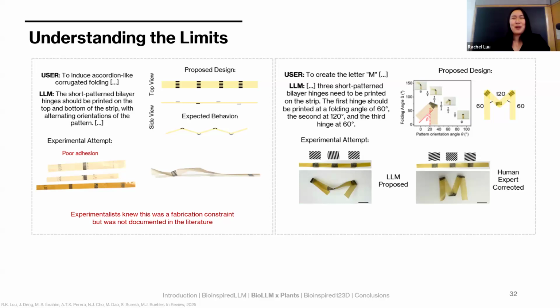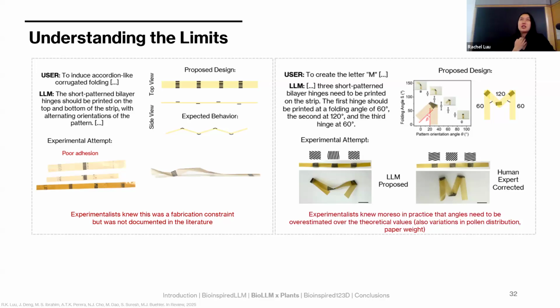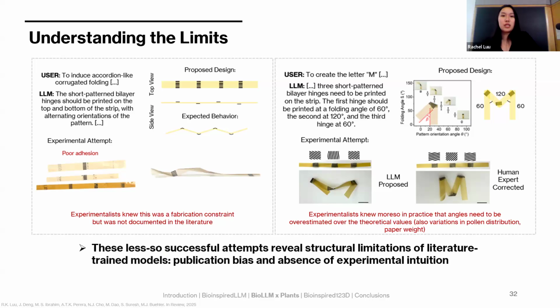I was pretty bummed about this result at first, but we talked about it a bit more. And it was interesting, because the experimentalists gave us insight about how, in practice, they knew from working on this material for many years that if they wanted it to fold in a particular way, specifically when it has more than two hinges, the angles tended to need to be over-exaggerated compared to the theoretical values. There's also experimental variation from the amount of pollen in the paper and how thick the paper is.